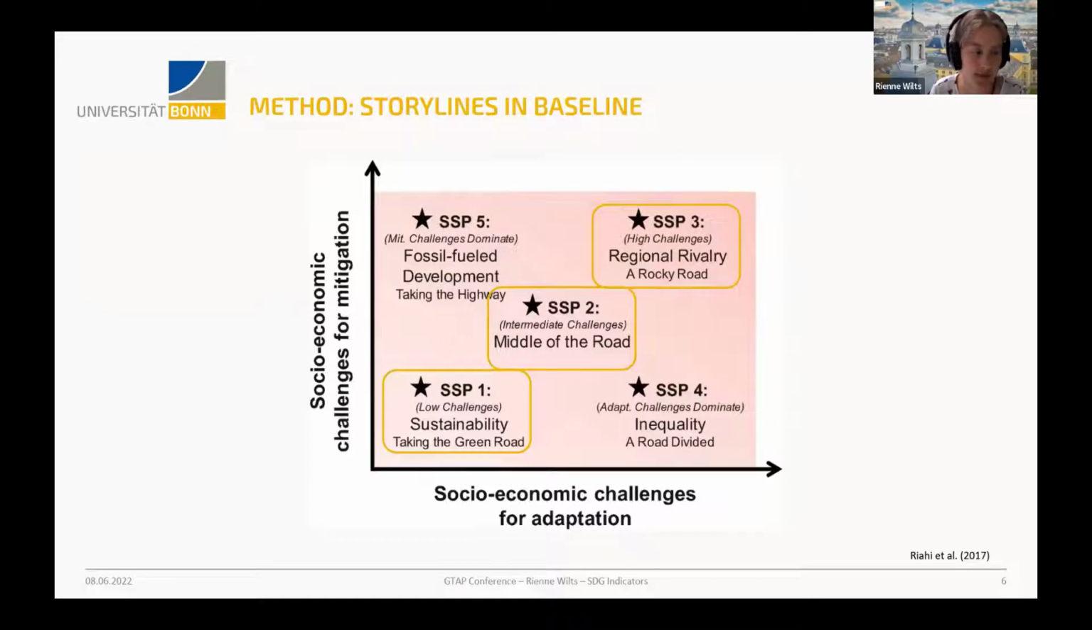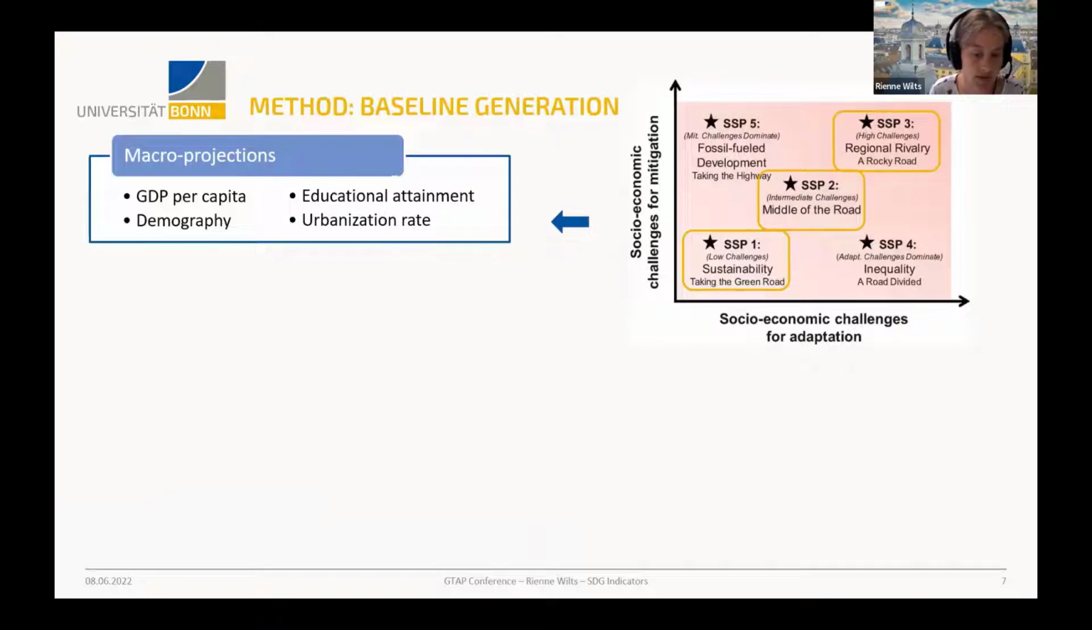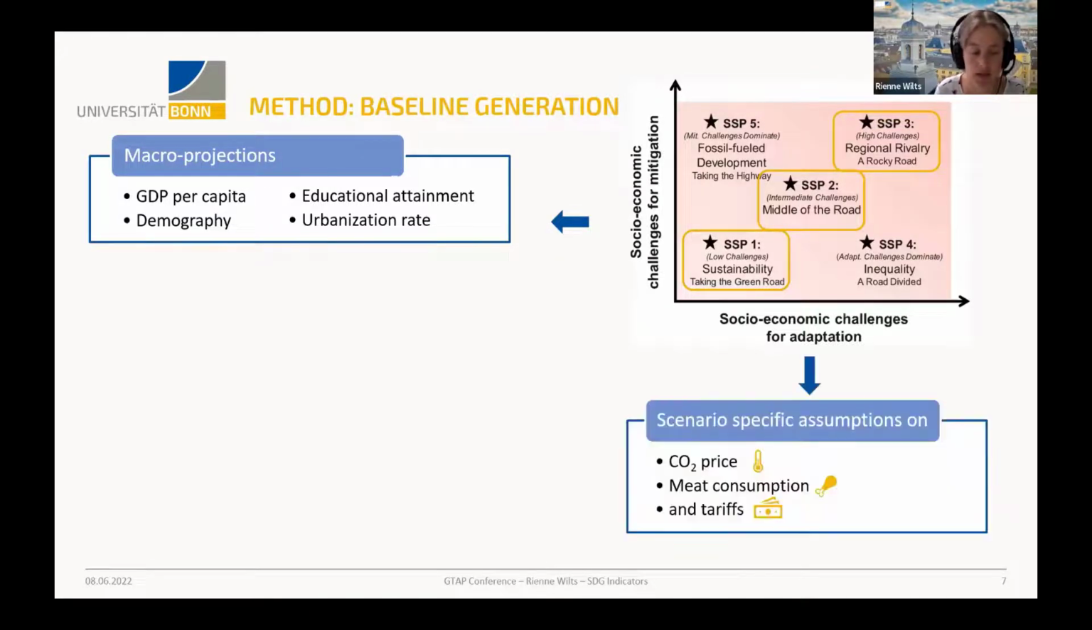So we just heard about the SSPs. We built our analysis on three of the shared socioeconomic pathways. Specifically, we take SSP1, the sustainability scenario, SSP2, the middle of the road scenario, and SSP3 as a regional rivalry scenario with high challenges for mitigation and adaptation. From there, we take the macroeconomic projections which match these narratives. We take GDP per capita, the demographics, the education level, and also the urbanization rate. And we also add scenario-specific assumptions on a CO2 price and meat consumption. And for SSP3, we add tariffs and a preference shift towards domestic production.